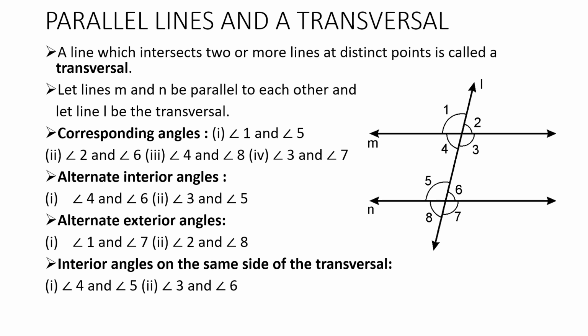In the given figure, we are going to see some angles which are based on two lines which are parallel. Remember over here M and N are parallel to each other and L is their transversal. So now if M and N are parallel to each other and L is the transversal, then you have some types of angles, corresponding angles.